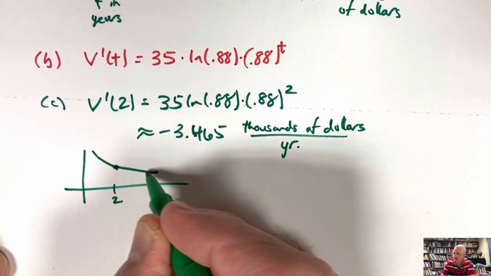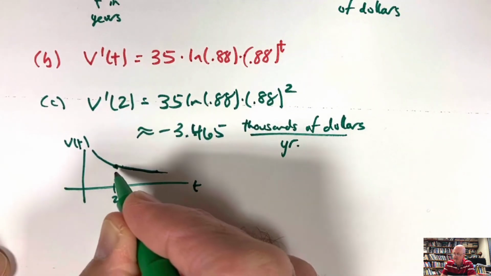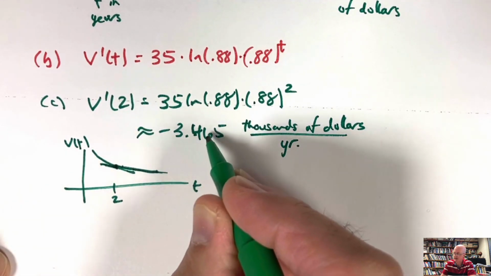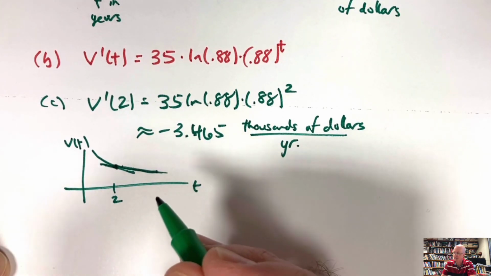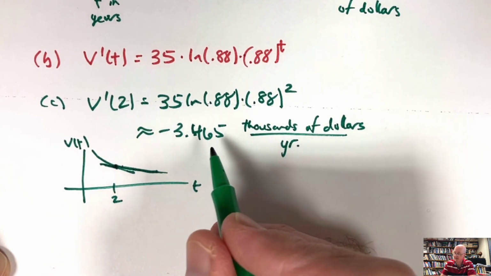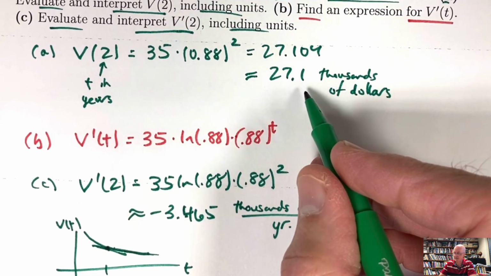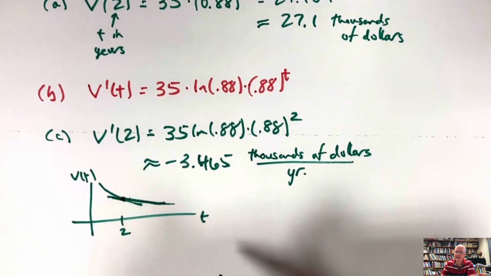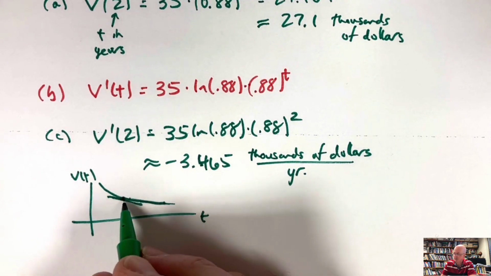The graph is decreasing and concave up. It's exponential decay. The slope of the tangent line there is about negative 3.465. This is the ideal linear approximation. If we let time go a little further, like 1 year, we would expect the value of the car to go down by about $3.5 thousand. Since its value at time 2 is about $27,000, we would expect that at time 3 the value would be in the ballpark of $23.6 thousand. That's what the linear approximation would give us.